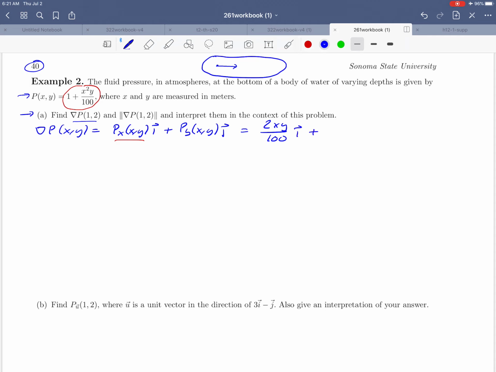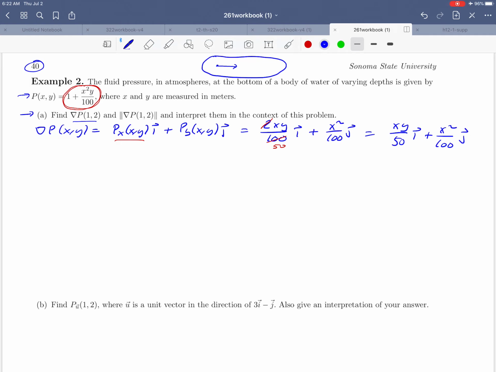Okay, and then the derivative with respect to y, same idea. Go back over here, and we take the derivative of that, the 1's going to go away, and the derivative of y is 1, and the rest of it's going to come along for the ride. Okay, and I'm just going to simplify a little bit here. If we take the 2 and cancel it into the 100, we're going to get a 50. So we could write this as xy over 50 i plus x squared over 100 j.